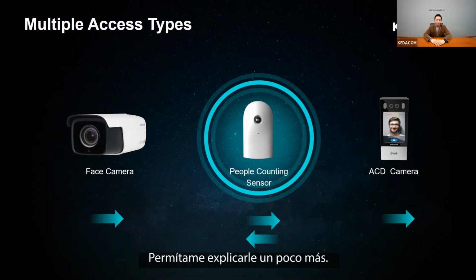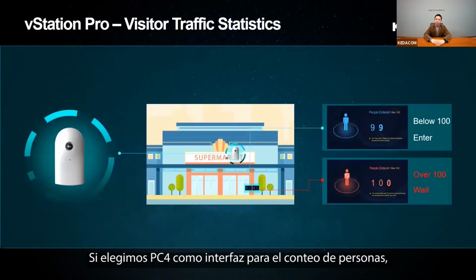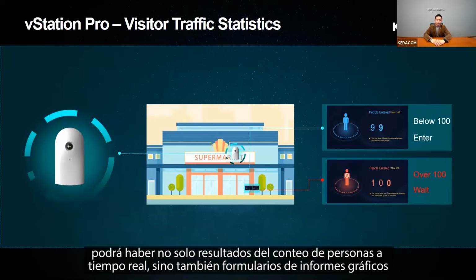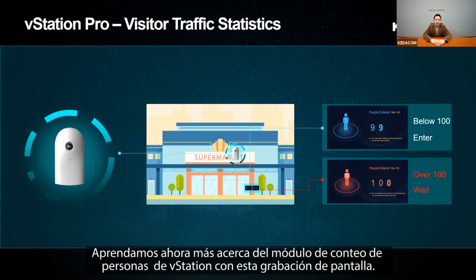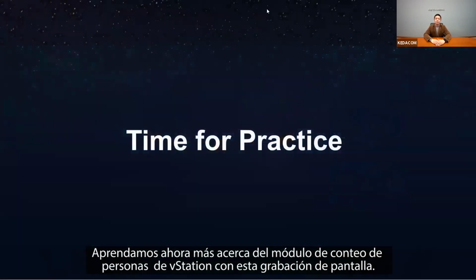Let me explain further. If we choose PC4 as the front end for people counting, then on the display of the VStation platform, not only can there be real-time people counting results, but also graphical report forms such as passenger flow analysis, which is more adaptable for actual scene applications. Again, let's now learn more about the people counting module of VStation via screen recording.